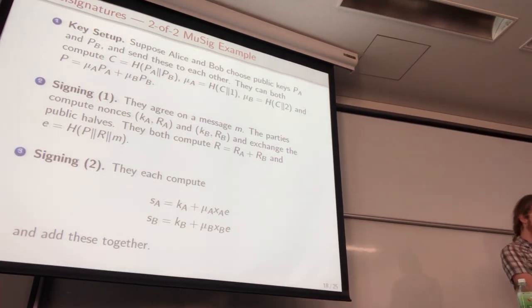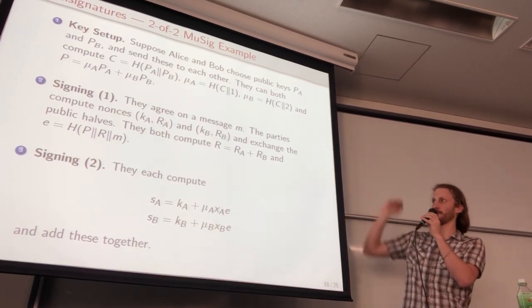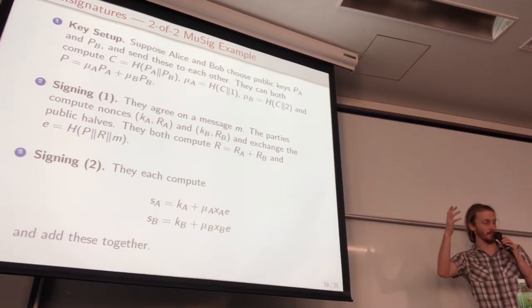There's value in provable security here. Absolutely. Yeah, sorry, I don't have my source on this laptop, so I can't fix the slide in front of you, but there should be a step zero where they exchange pre-commitments to the nonce.